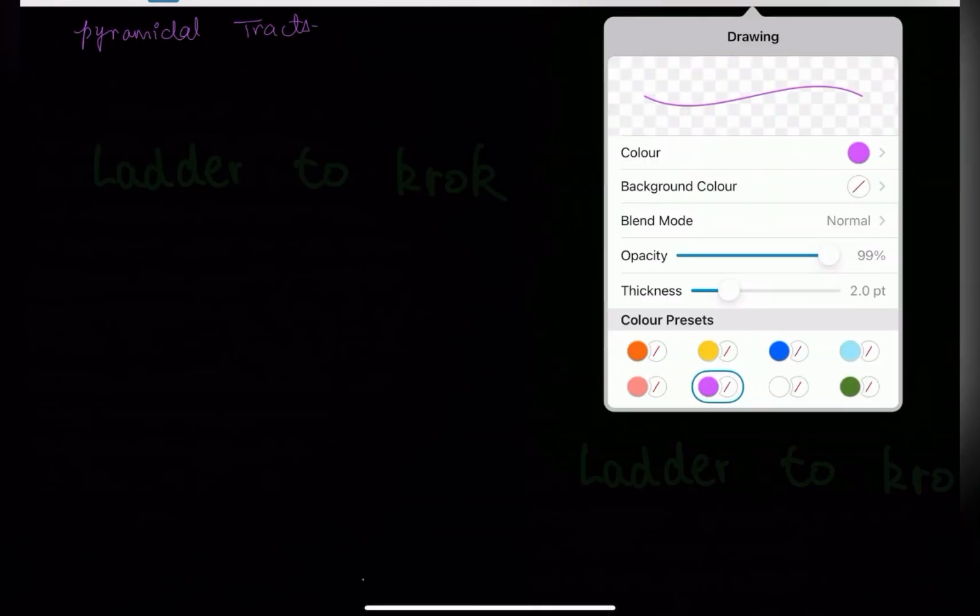So now let's start with the pyramidal tract diagram. Now draw this diagram along with me and make sure that you make the notes of the previous slide as well. Okay, so pyramidal tracts, two, right? Corticospinal and corticonuclear. First I'll be drawing the corticospinal tract. Okay, so starting with the cerebral cortex.